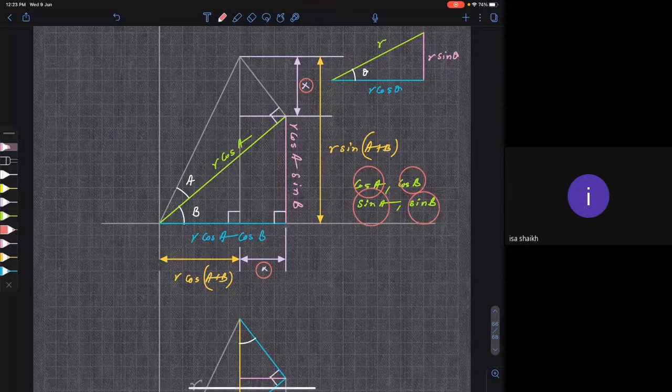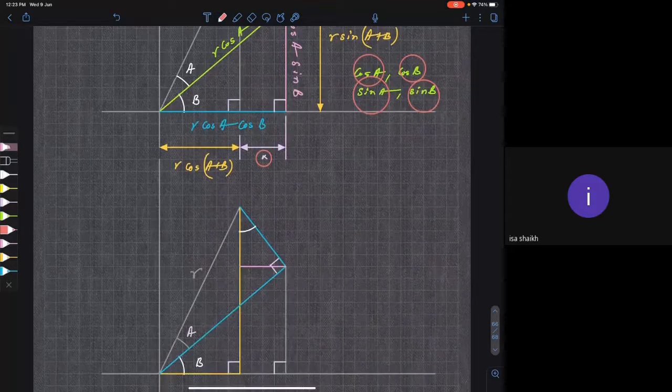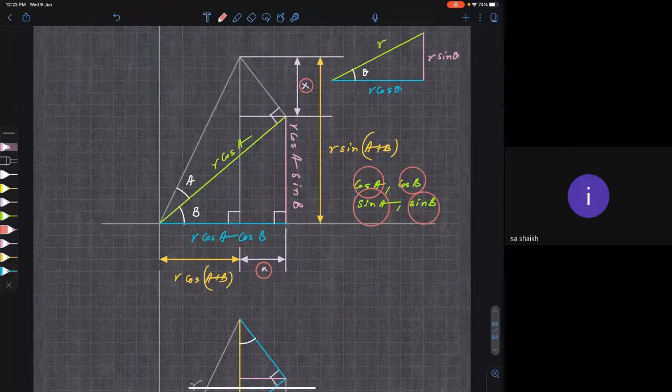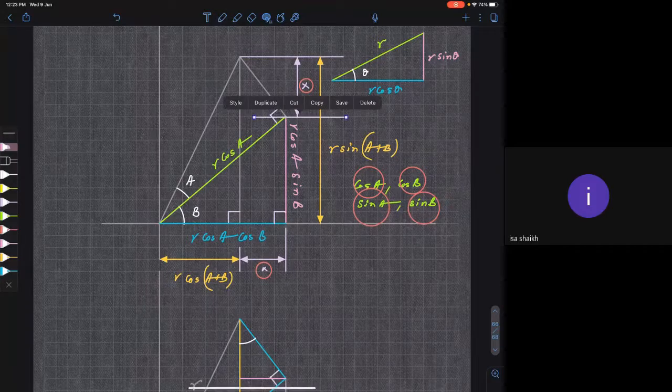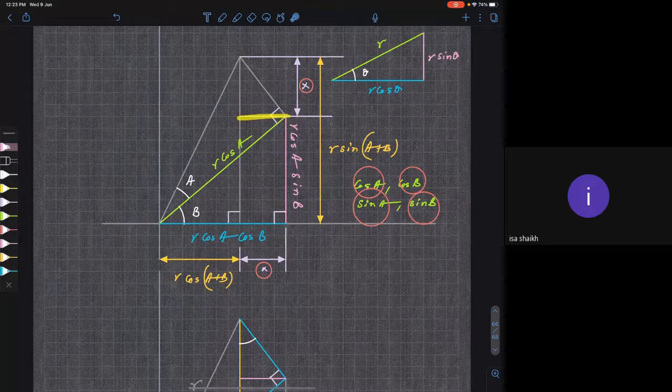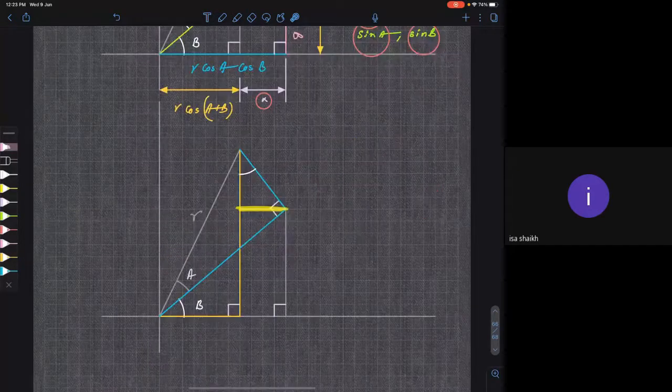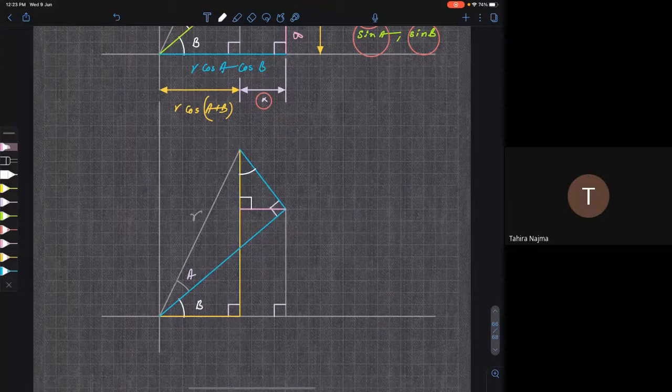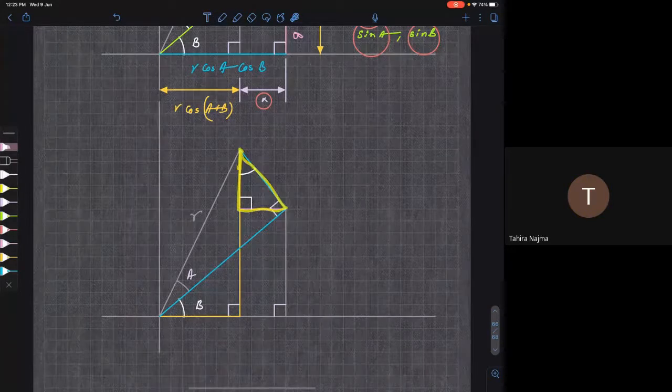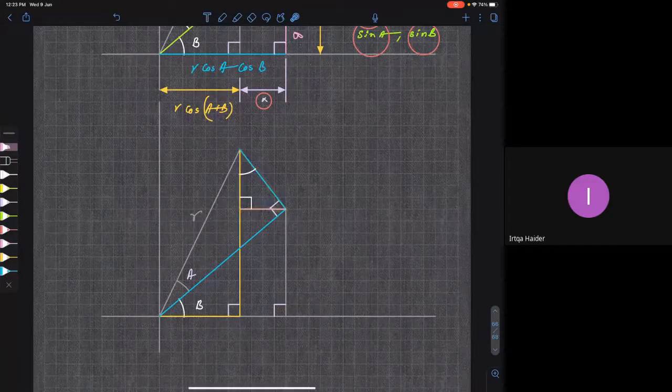Don't worry. So what I do is I construct this extra side. See, I constructed this extra side. Now this side is perpendicular. Can you see? Yes, sir. Now you got a small right angle triangle here. Yes, sir. This small right angle triangle.